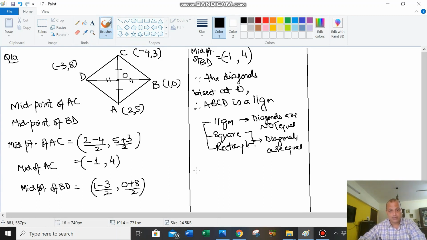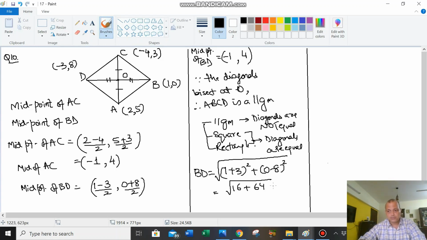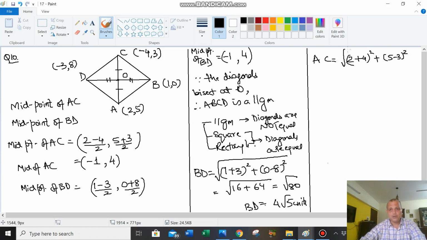So length of diagonal BD. BD will be equal to, using distance formula, 1 minus negative 3, that's 1 plus 3 whole square, plus 0 minus 8 whole square, right? So this will be 4 square, that's 16, and this is 8 square, that's 64. So this is square root of 80, which means 16 into 5, so that's 4 root 5 units. That's your BD. Now let's look at the diagonal AC. AC will be equal to 2 minus negative 4, that's 2 plus 4 whole square, plus 5 minus 3 whole square. This is equal to 6 square, that's 36, and this is 2 square, that's 4, which means square root of 40, which means 4 into 10, which is 2 root 10 units.